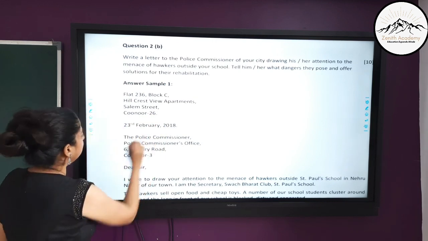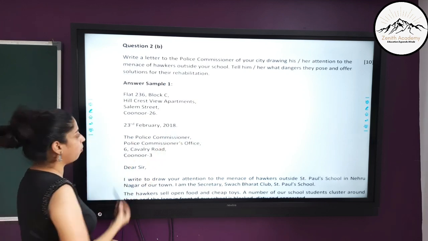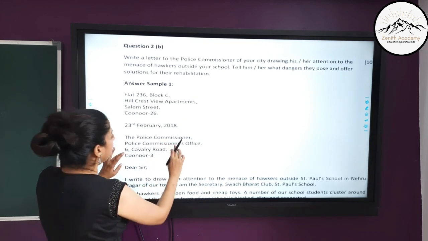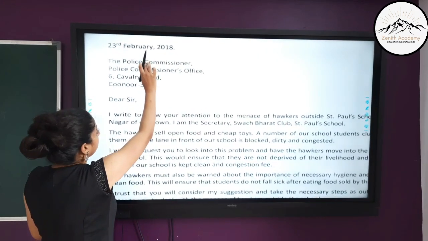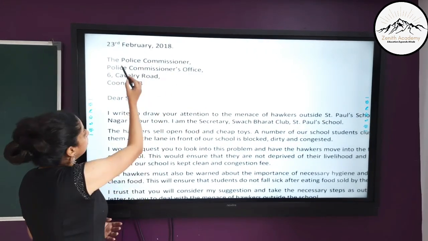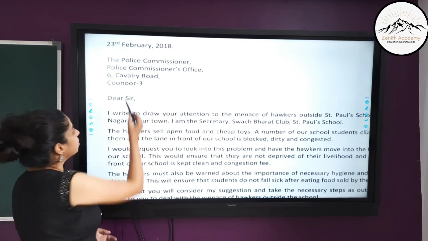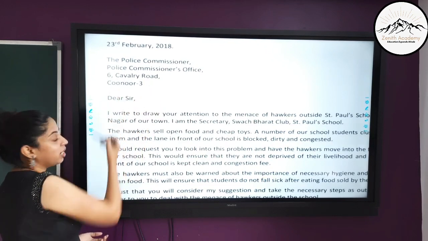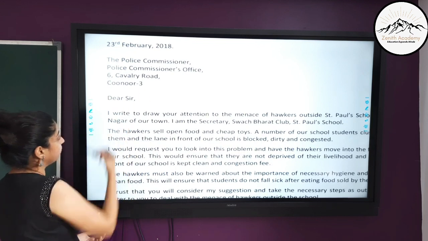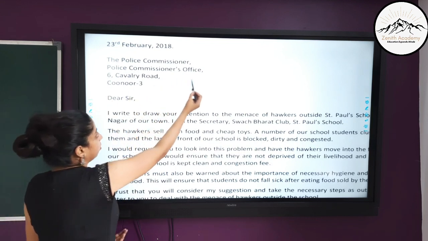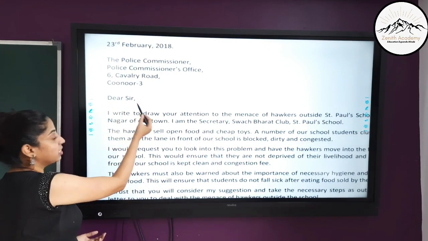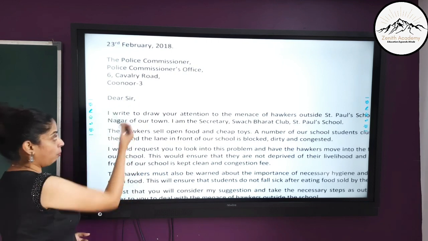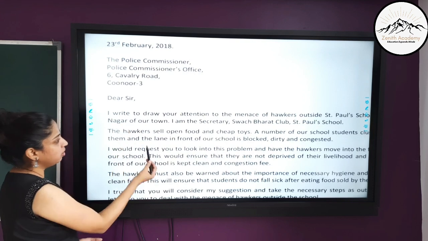Then leave a line and write the date in the prescribed format, 23rd February 2018. Put a comma after the month. Then the receiver's address. So first is the designation, the police commissioner, then the office of that person, that is the police commissioner's office. 6 Cavalry Road. You can see that capital letters are used for proper nouns. Kunnur 3. You can add this line Kunnur 3 here also. Then leave a line, write the salutation, dear sir. Note that D and S both are in capital. Put a comma. Again leave a line. Then start your first paragraph.